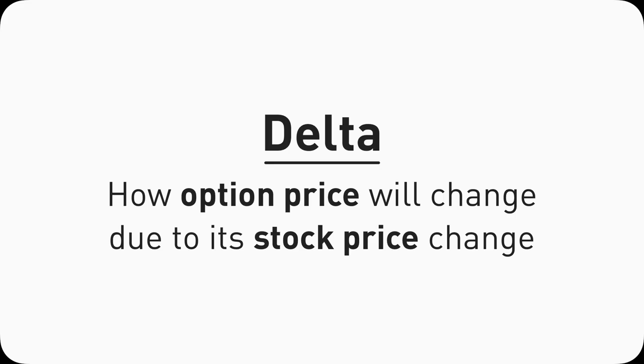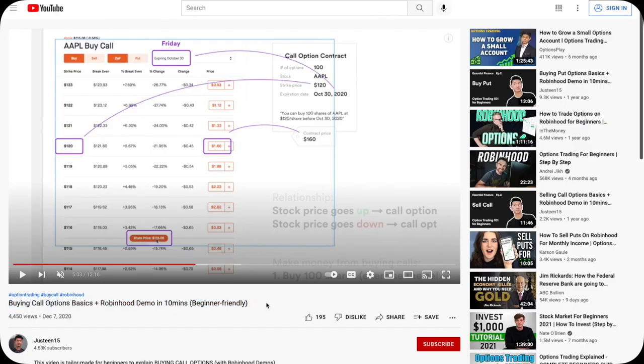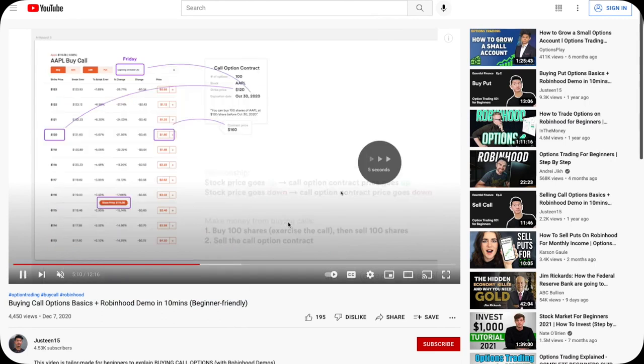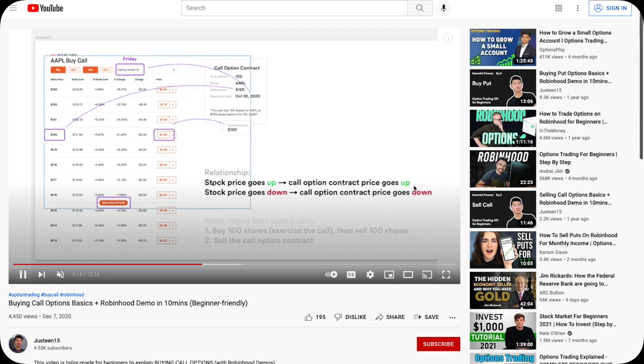Greek number 1. Delta. Delta basically represents how the price of the option contract will change based on how the price of its underlying stock changes. In one of my option trading 101 videos, we already established that if the stock goes up, the price of that call option contract will also go up. It's a very linear, simple relationship.